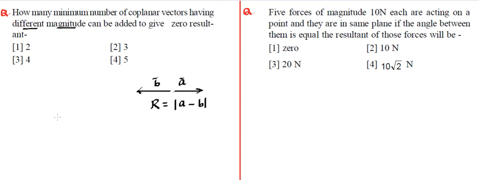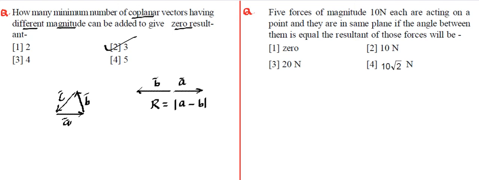For that matter, we need to have at least three vectors. So if we have this vector A, another vector B, and another vector C, then the sum of vectors A, B and C will become equal to 0. If they make a triangle, whatever the triangle is, it is going to lie in a single plane. That's called being coplanar. So we need at least three vectors which have different magnitudes in order to get a 0 resultant. So 3 will be our correct answer.